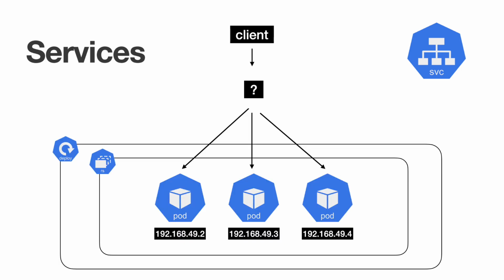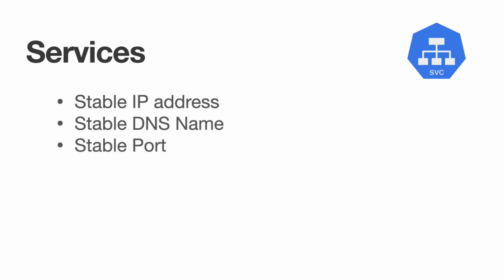So instead, in our case, where the client wants to communicate with our application, we use services, or a Kubernetes service. So this is an object in Kubernetes, and you'll see how everything works. So now that we have the service, this is much more reliable because the service in itself comes with an IP address. So this IP address never changes. It's a stable IP address. It also comes with a stable DNS name and a stable port.